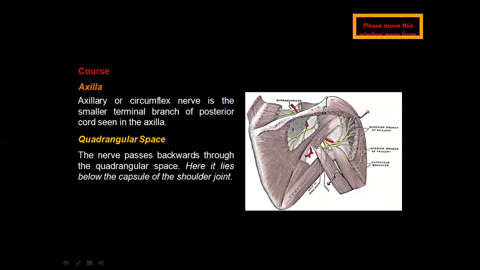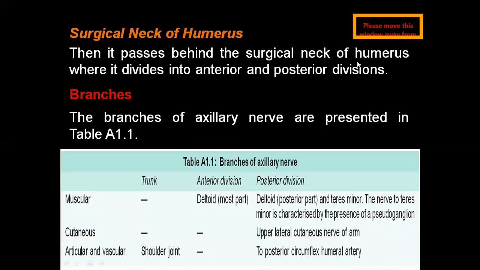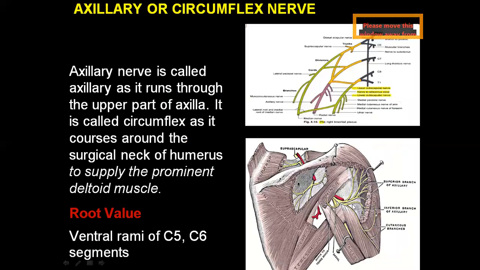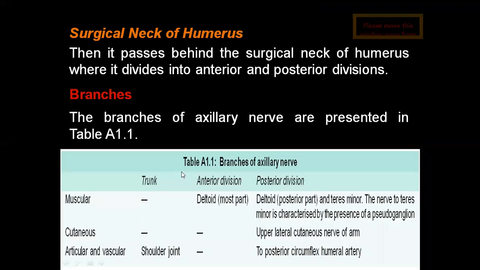Now, the course. If you remember the quadrangular space, automatically you will write everything about the course of this nerve. So the axillary nerve is a small terminal branch of the posterior cord of the brachial plexus seen in the axilla. The nerve passes backwards through the quadrangular space where it is lying below the capsule of the shoulder joint. So it passes behind the surgical neck of the humerus where it divides into anterior and posterior divisions. So it has two divisions. The one which goes in front is the anterior division and the one which comes behind is the posterior division.